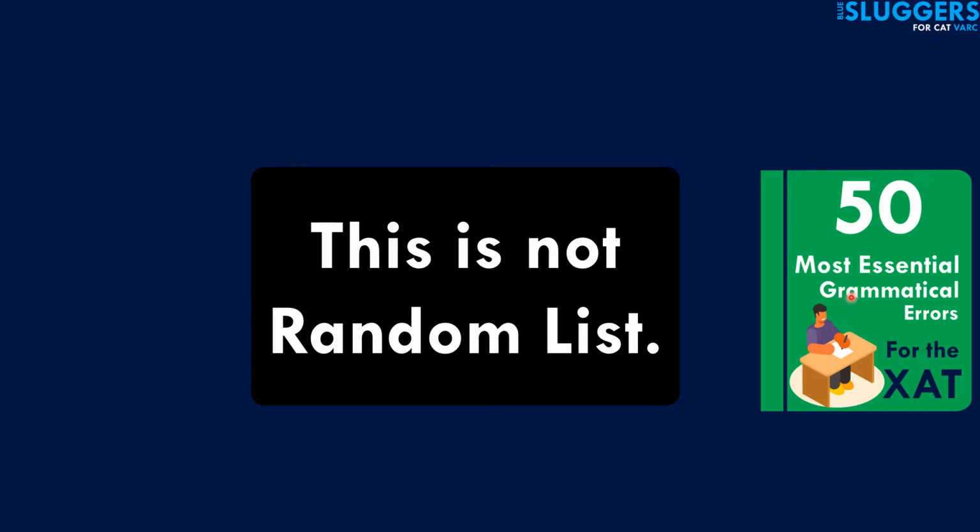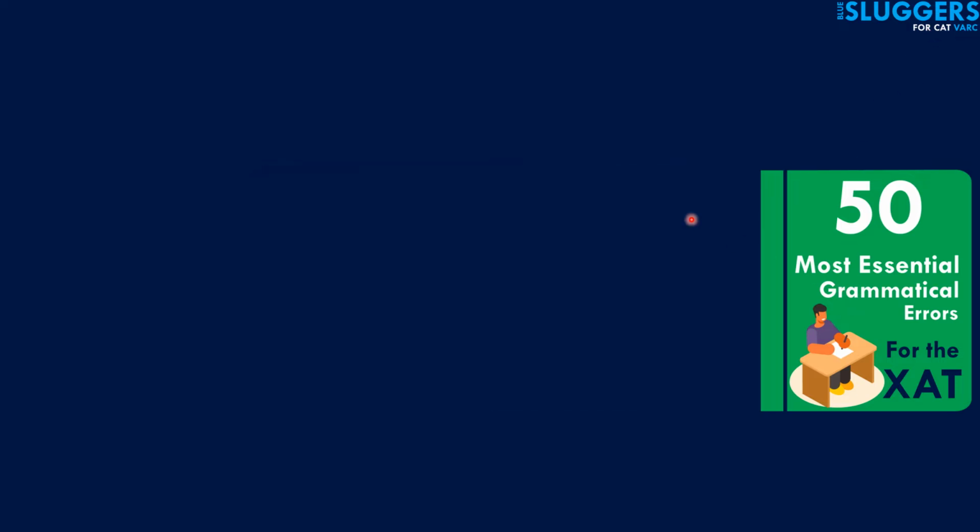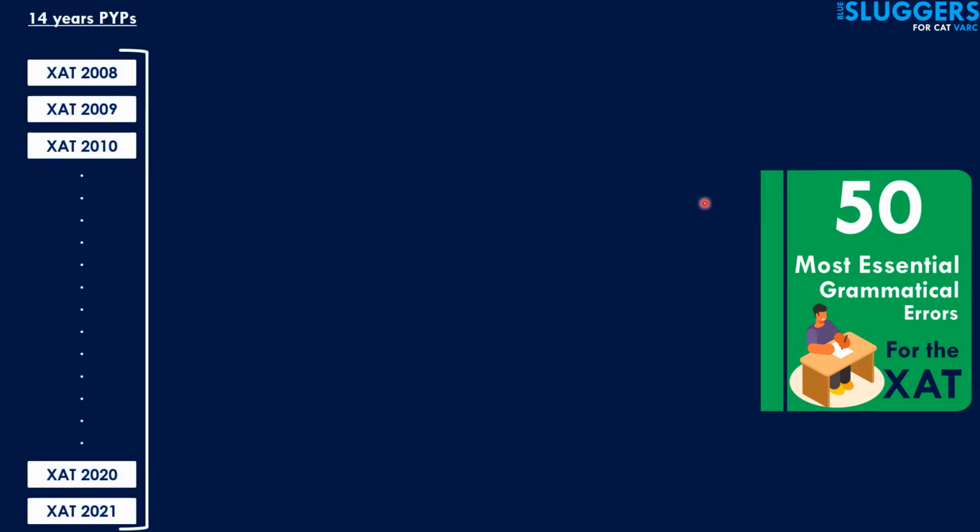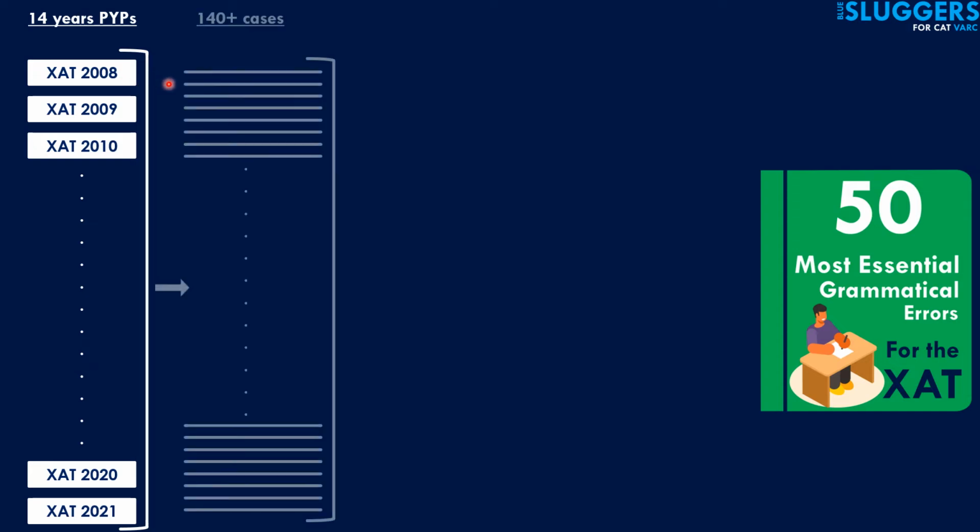Okay. With that being said, let me start explaining to you the process by which we came up with this list. We started by looking into all the grammar questions that have been asked in the previous 14 years of XAT papers. Okay, and from these grammar questions, we distilled out all the sentences, right?